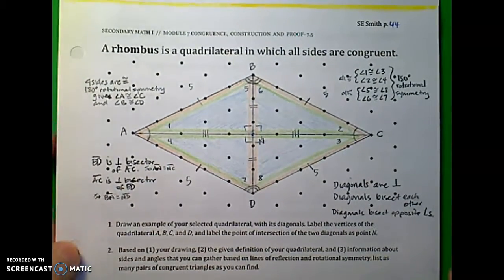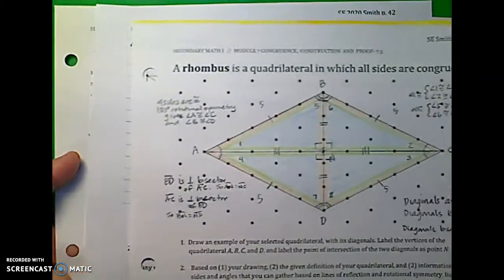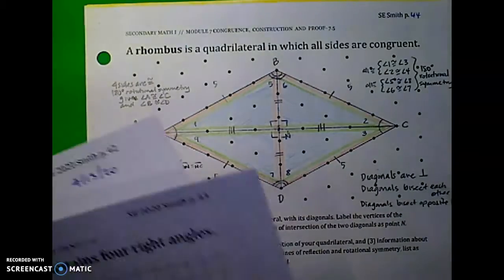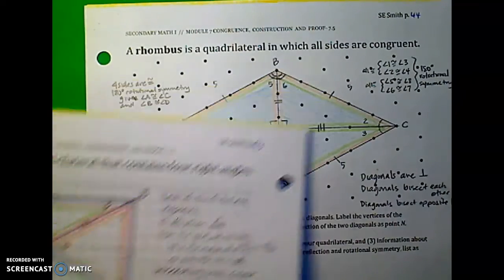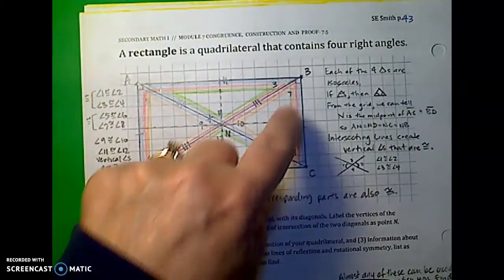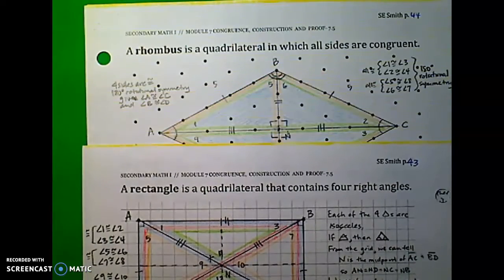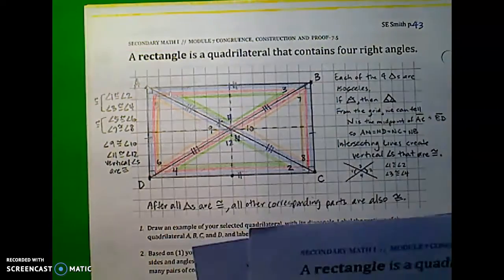So now let's take a look at our final shape, which is the square. And so I'm going to just switch gears here, but keep in mind one of the important things here. A rhombus has the properties of four congruent sides. A rectangle has the property of four right angles. If you put all of those properties together, you get the square.